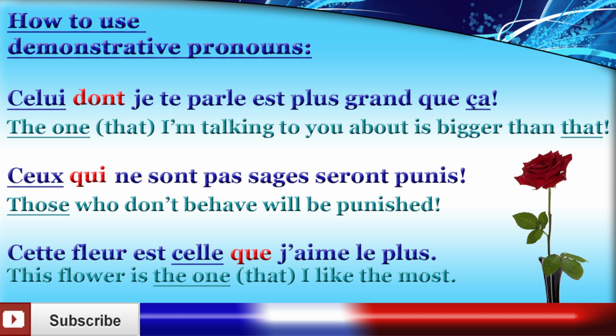If the English sentence has about in it, then you need to use dont to mean that. Otherwise, use que. Ceux qui ne sont pas sages seront punis. Those who don't behave will be punished. Cette fleur est celle que j'aime le plus. This flower is the one I like the most.